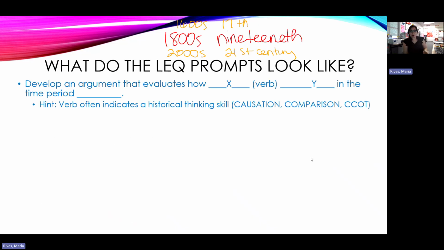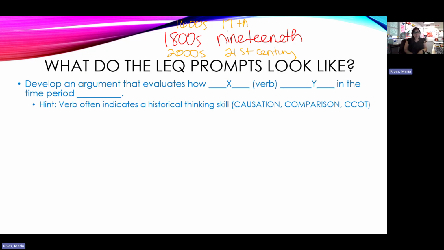Okay, so the LEQ prompt looks the same pretty much every year. It follows the same structure, just like the DBQ uses the same structure every year. It's going to give you a statement about a historical process, and then it'll say, develop an argument that evaluates how something does something to something else in a certain time period. And sometimes they use the time period years, like from 1450 to 1750, but sometimes they say centuries, like they might say in the 17th century or in the 19th century. And those century years really mess kids up.